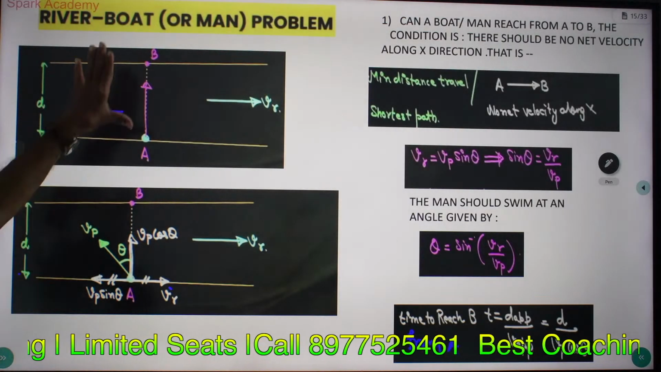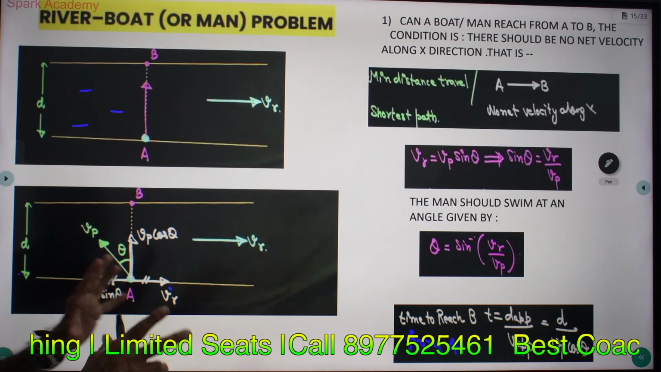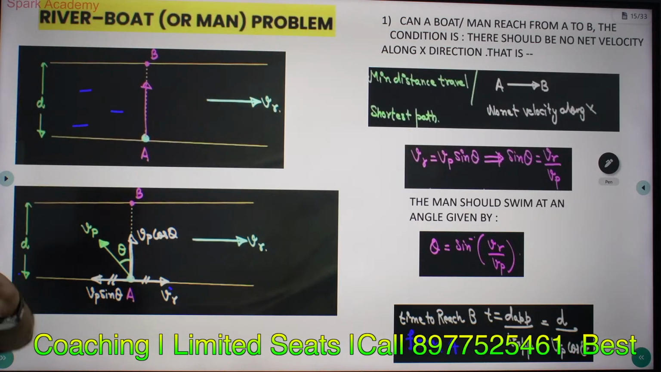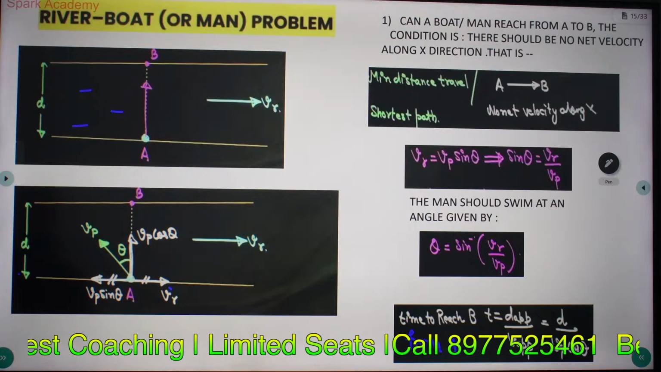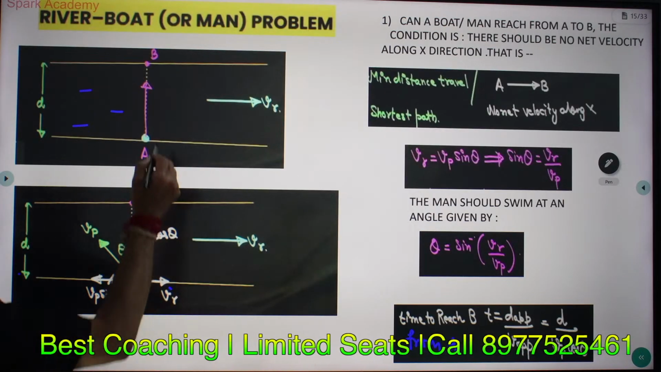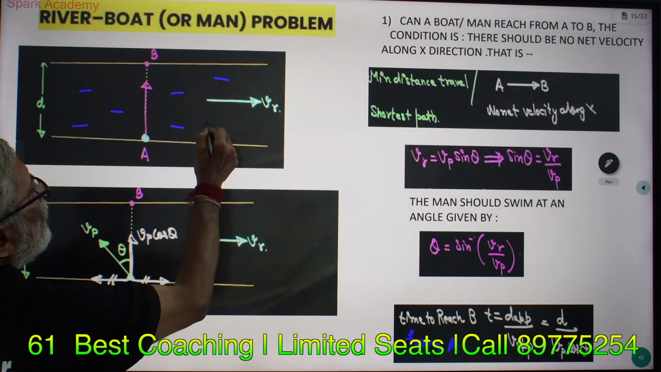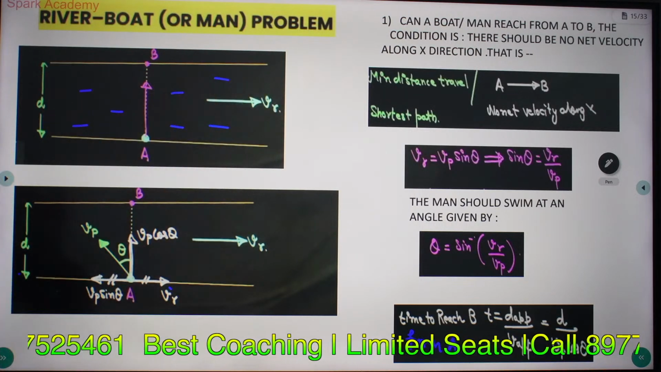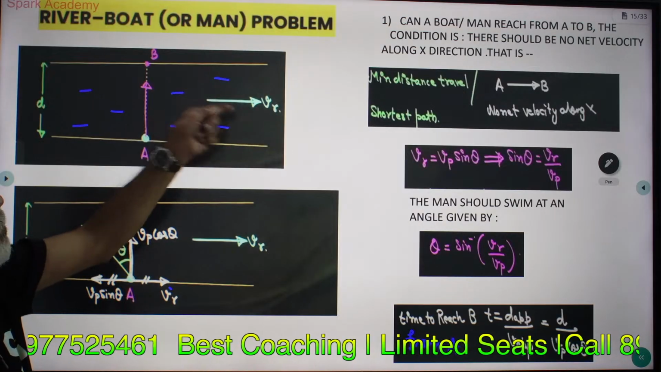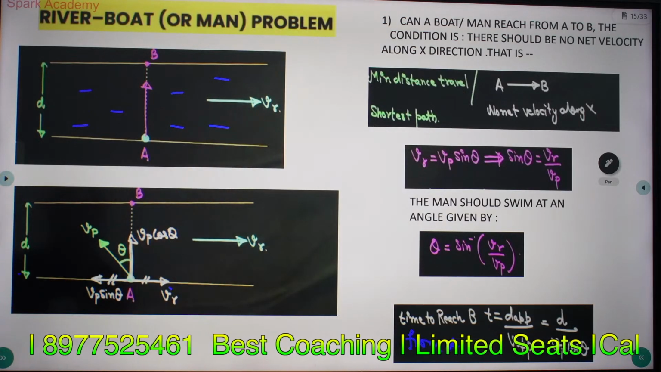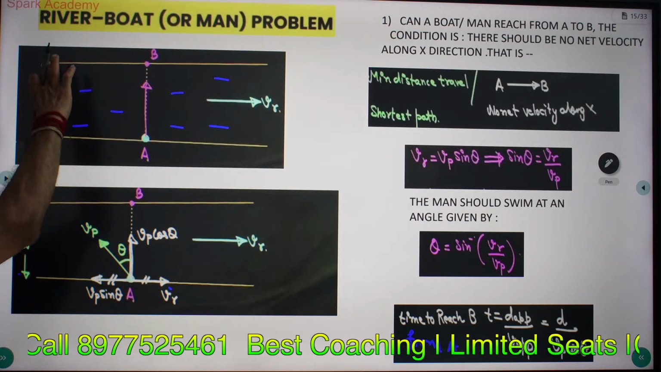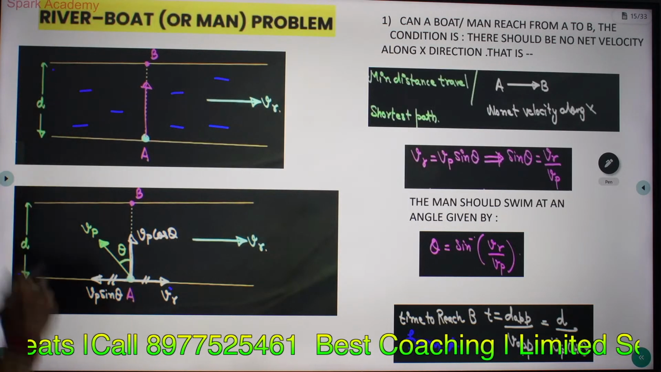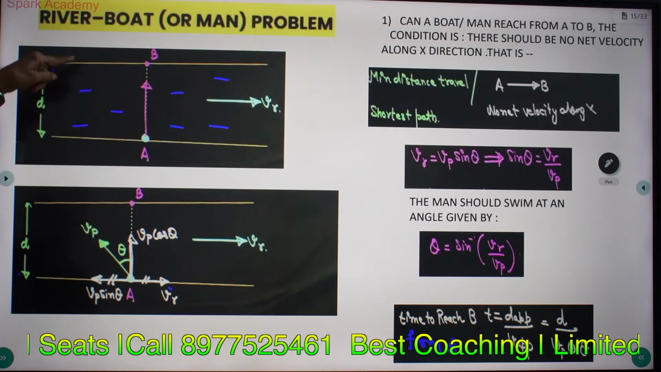Now this is a very important concept under motion in a plane. This is called the river, boat or man problem. So what is this river, boat and man problem? Suppose you imagine there is a river. This yellow line is the river. Now the velocity of the river is represented by this arrow Vr, and the width of this river bank is d. D is the distance from this bank to this bank.